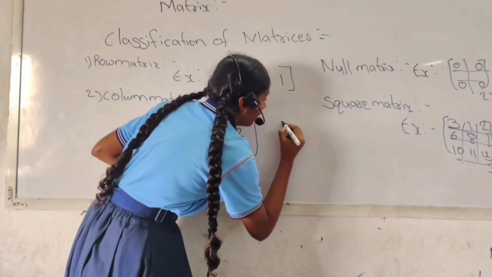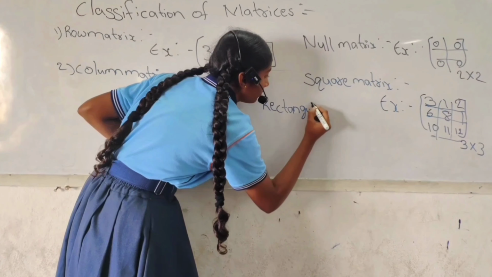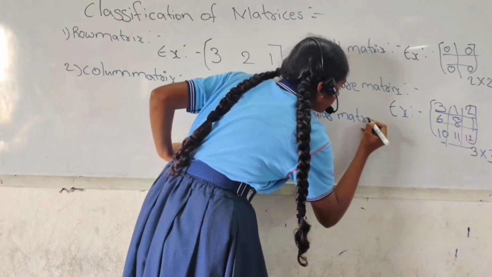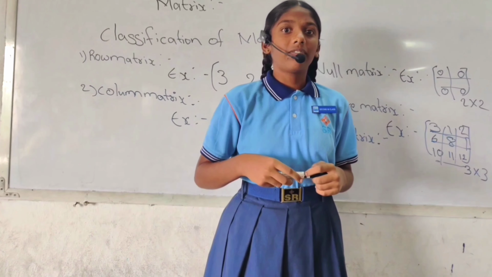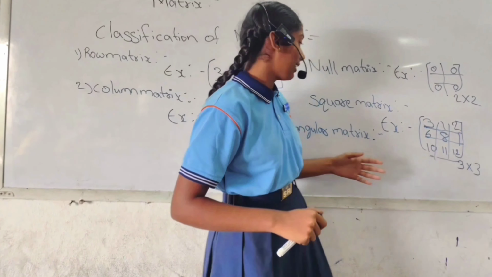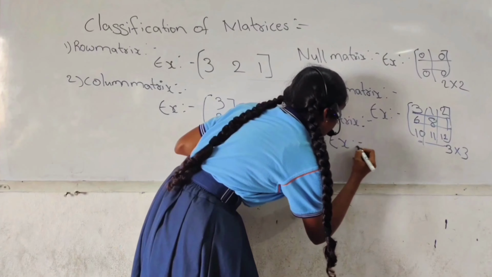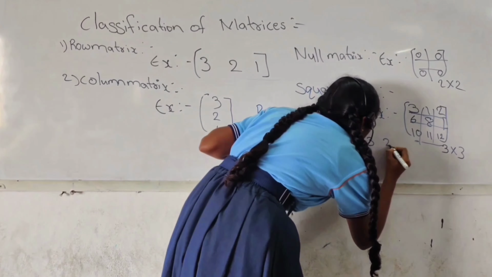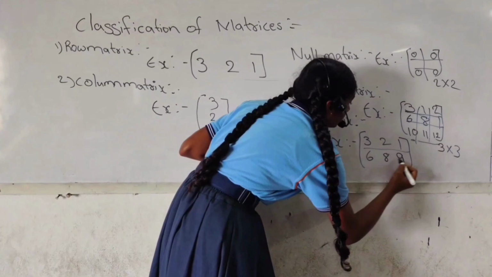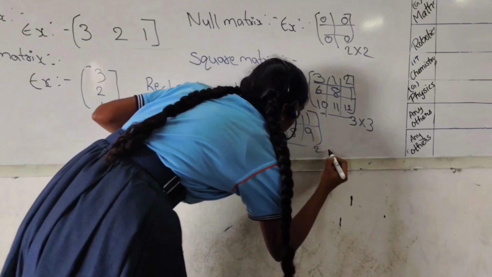Next, rectangular matrix. If in a matrix the number of rows and the number of columns are not equal, then it is called a rectangular matrix. Example of rectangular matrix: 3, 2, 1, 6, 8, 9. Here the rows and the columns are not equal. The order of this matrix is 2 by 3.